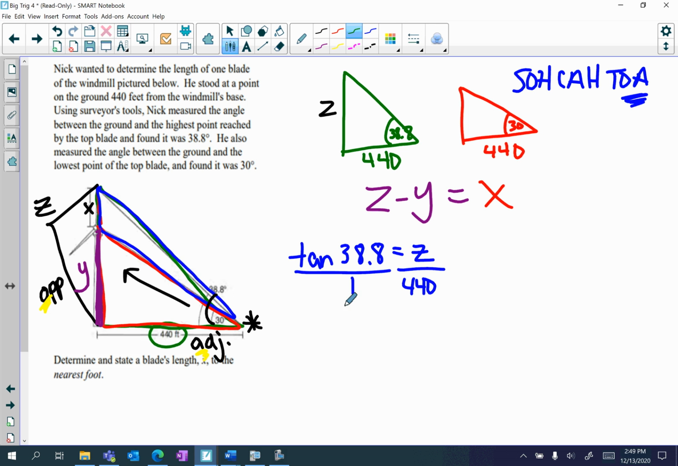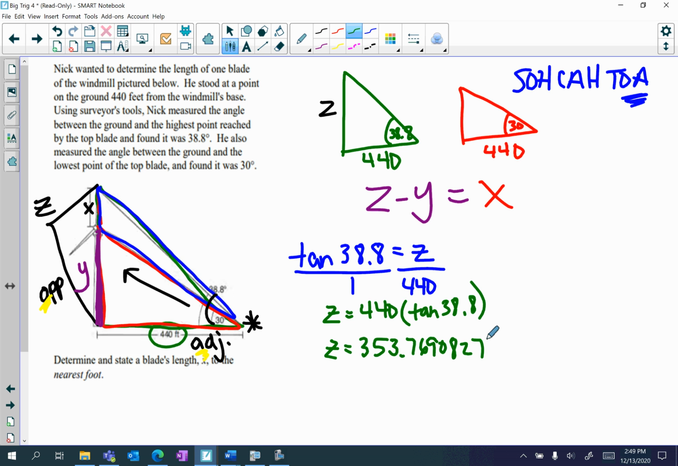Again, put this over 1, cross multiply. So z is going to be equal to 440 times tan of 38.8. We're going to put that in our calculator, and we end up getting 353.7690827. Again, we're going to save that for later because that's going to be helpful in solving for x.